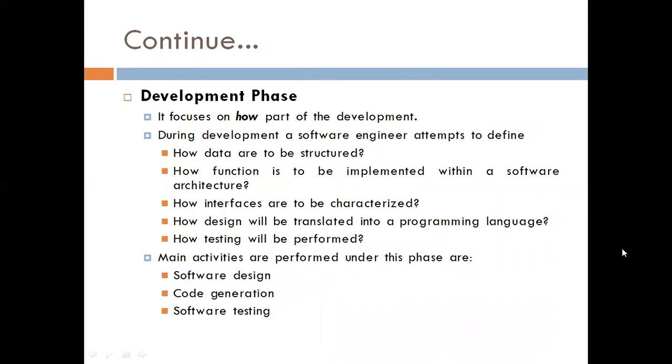Now the development phase. It focuses on the how part of the development. So during this phase, the software engineer attempts to define how data are to be structured, how function is to be implemented within a software architecture, how interfaces are to be characterized, how design will be transferred into a programming language, and how testing will be performed. The main activities performed under this phase are software design, code generation, and software testing.